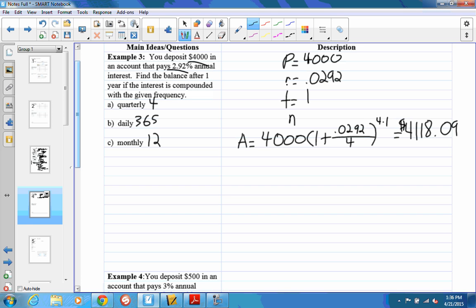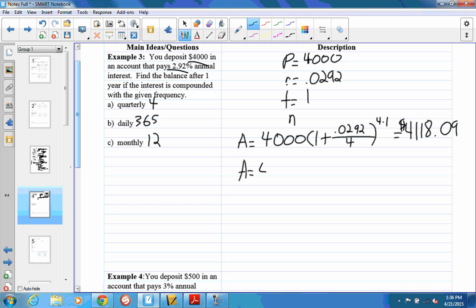Order of operations is very important, guys. That 0.0292, the first thing that happens is it's got to be divided by 4. Then whatever that number is has to get added to 1. Then that number gets raised to my exponent, and then I multiply it all by 4,000. So compounded quarterly in a year at 2.92%, which is very modest, the lowest I would expect, about 3% is kind of a good goal, I made $118.09.